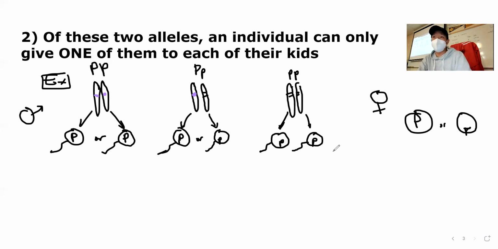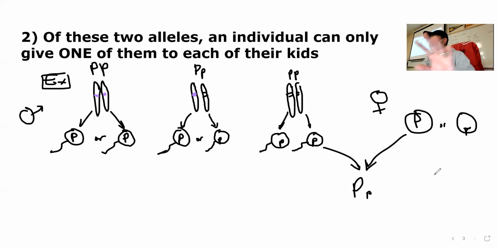But what I'm trying to get at here, guys, is that the reason why there's only 1 P in all of these is because 1 P from the sperm and 1 P from the egg, when they join together, let's say these 2 come together, that's going to give the baby 2 P's, right? And that meets rule number 1, which is for any given character, we always get 2 alleles, 1 from each parent. Does that make sense?